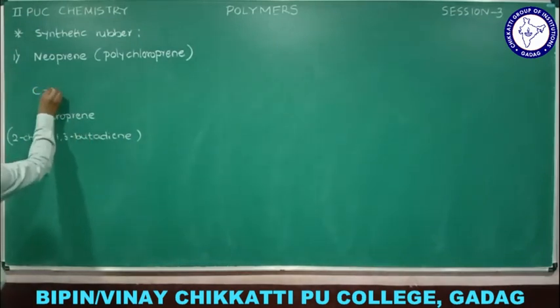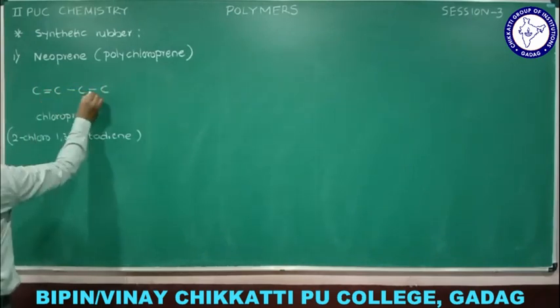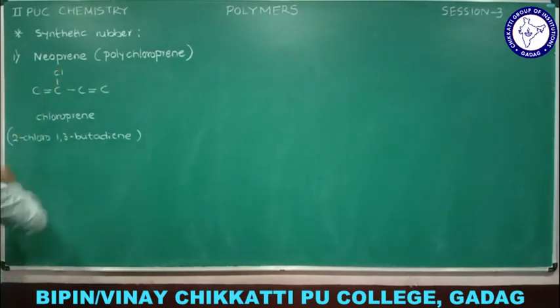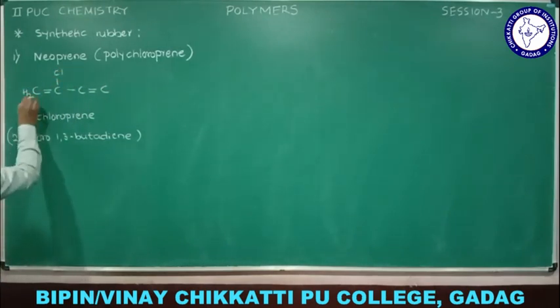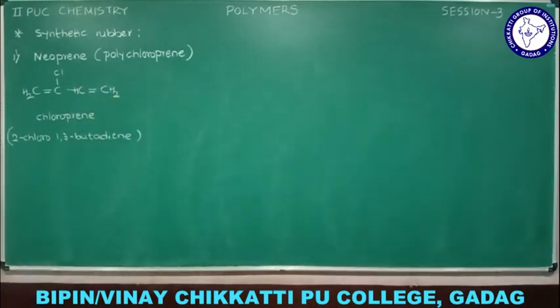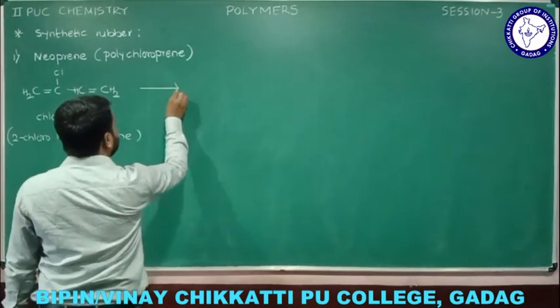1,3-butadiene, many times I discussed the same structure. So 4 carbons we have, and a 1,3 position double bond. 2-chloro, on carbon number 2 we have chloro, and balance with the hydrogens. And that is actually the monomer, chloroprene or 2-chloro-1,3-butadiene. And this undergoes a kind of polymerization.